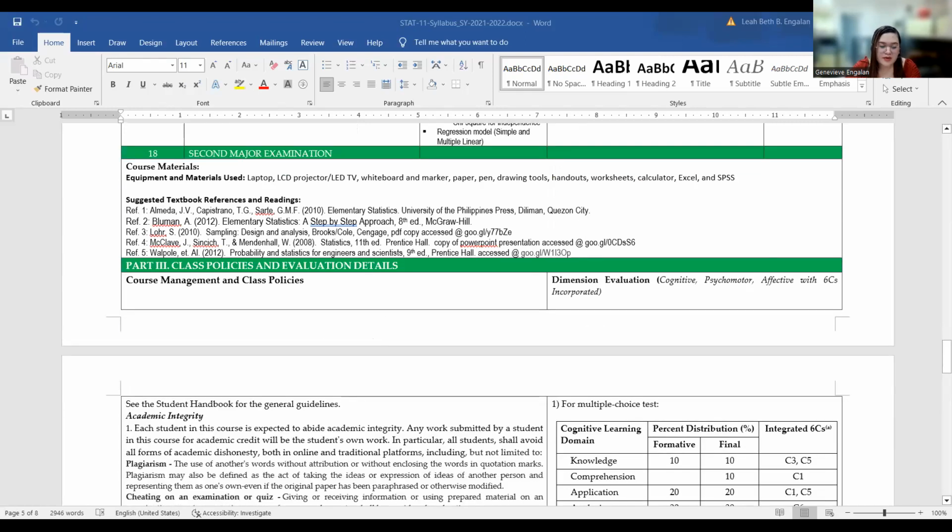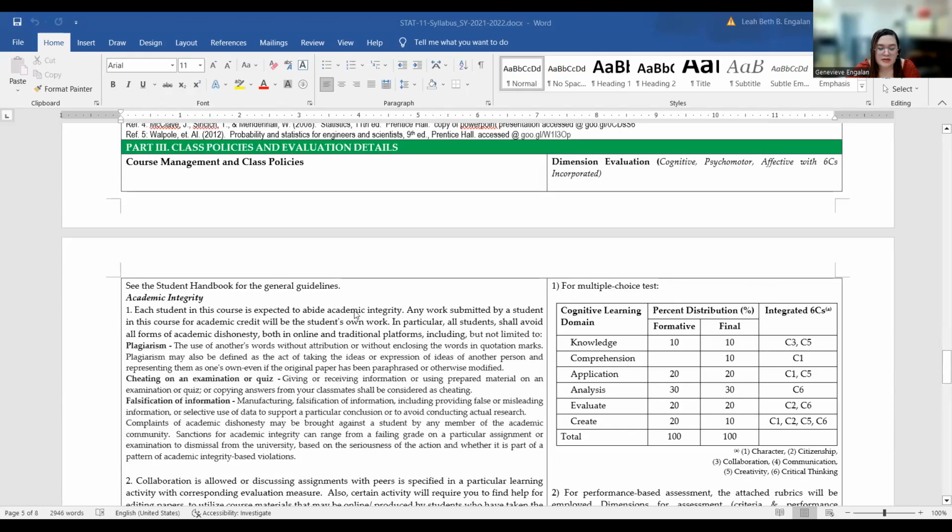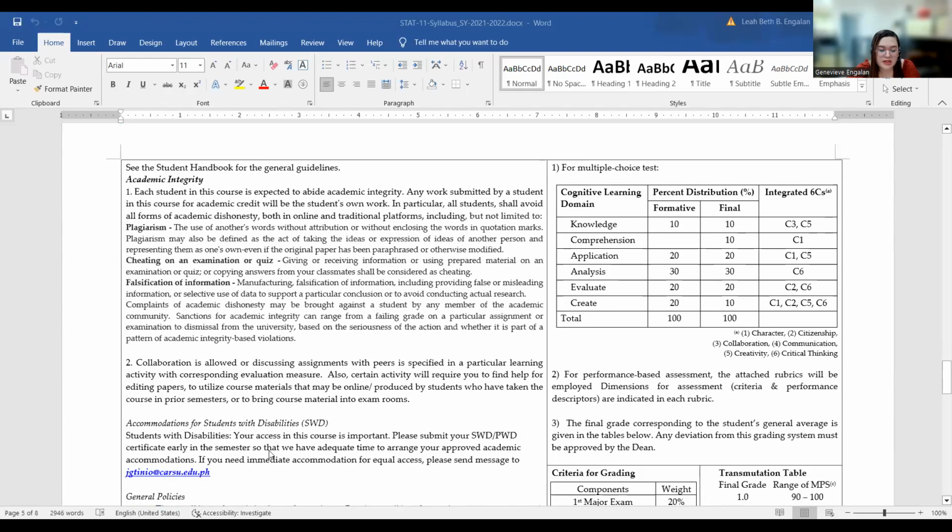Then we have this one. Academic integrity, plagiarism, cheating on exam or quiz, falsification of information. Mga ano ni siya, nani siya sa guidelines sa student handbook, gibutang gyapon dira.